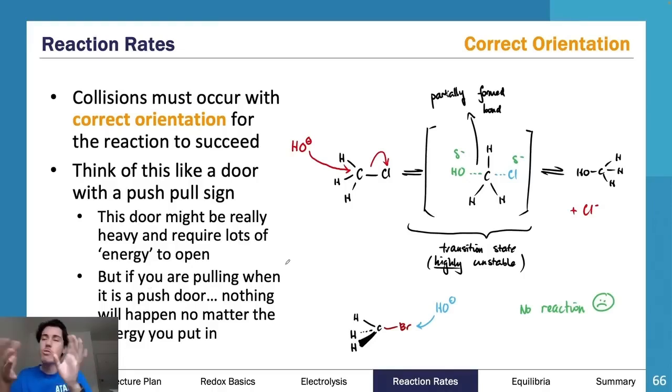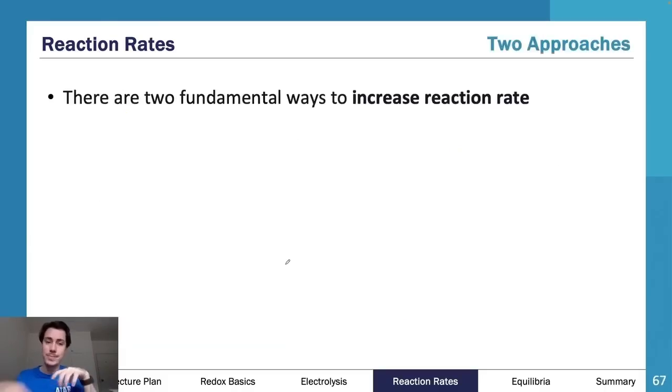The whole specifics of correct orientation is probably a little bit beyond the scope of VCE, if I'm blatantly honest. You really just need to be able to mention the correct orientation and that sufficient energy above the activation energy is required for a reaction to occur, and this is what we refer to as collision theory. That is essentially what you need to know for it.